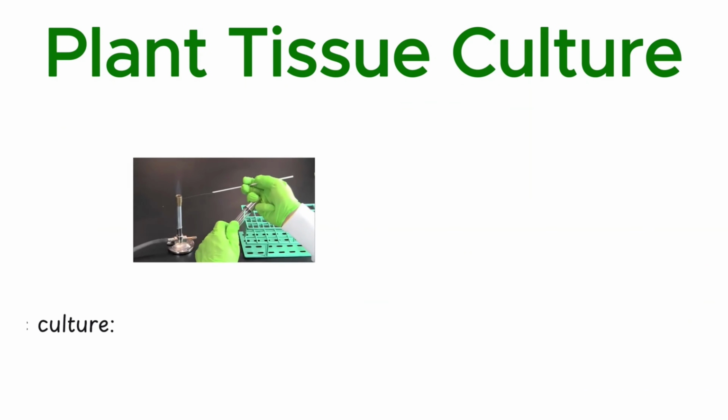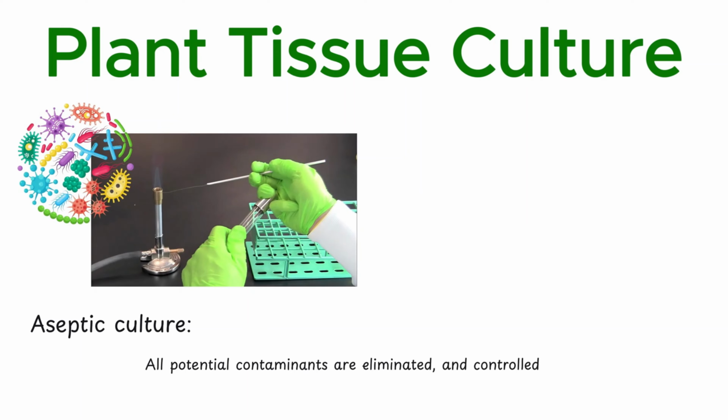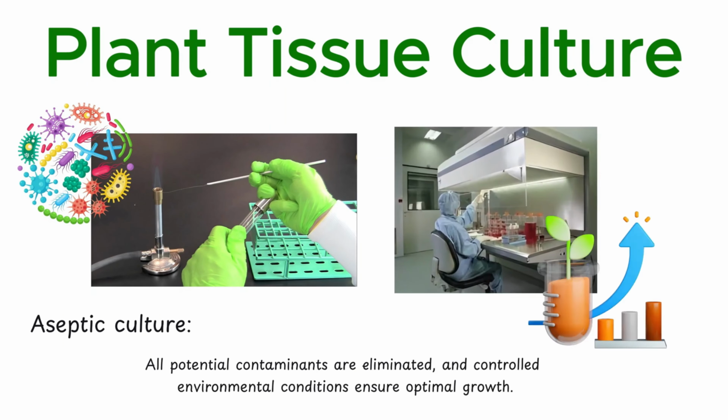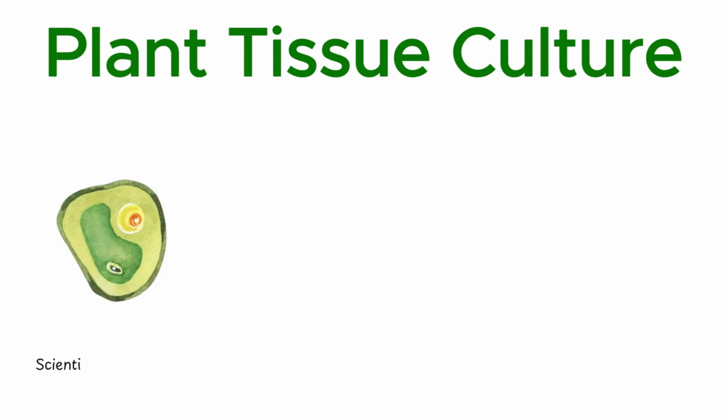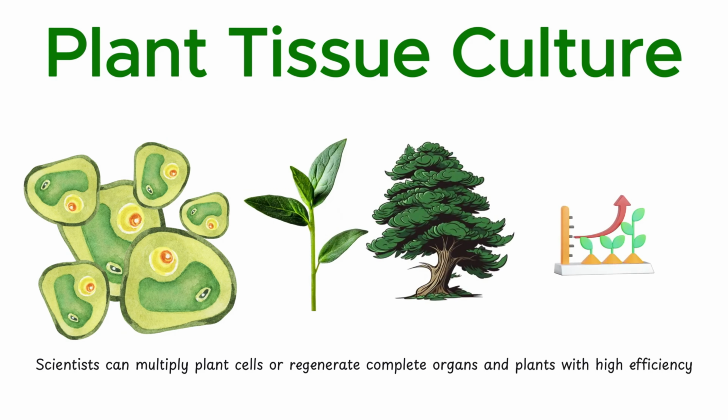This process relies on aseptic culture, where all potential contaminants are eliminated and controlled environmental conditions ensure optimal growth. By fostering a clean and isolated environment, scientists can multiply plant cells or regenerate complete organs and plants with high efficiency.